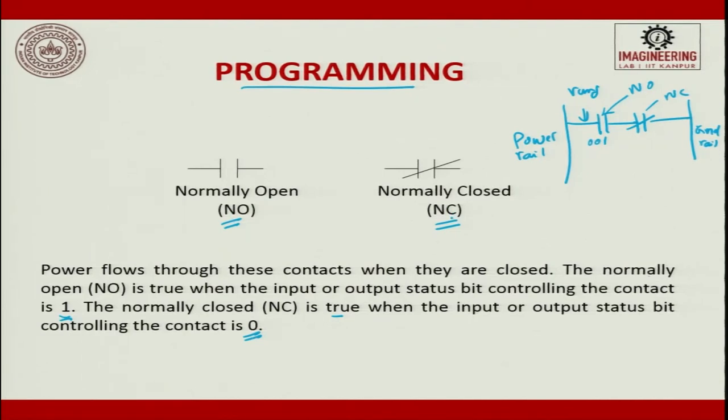For example, in a light sensor assisted tap, normally it will be in a closed position, and so no water comes. When you cut the light and put your hand in between, then this becomes open and you get water supply. The same analogy can be done vice versa also. So, this is the normally open state and this is the normally closed state. This is put in a rung, and several of these are put together to form a ladder logic diagram.